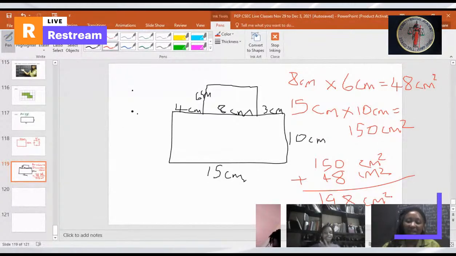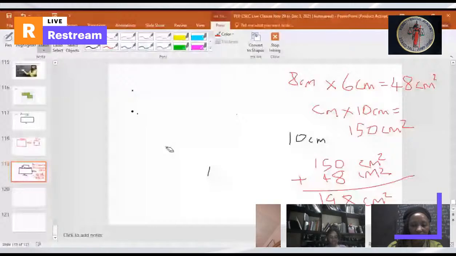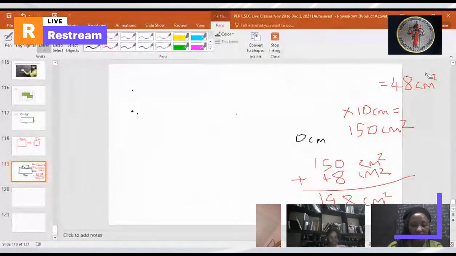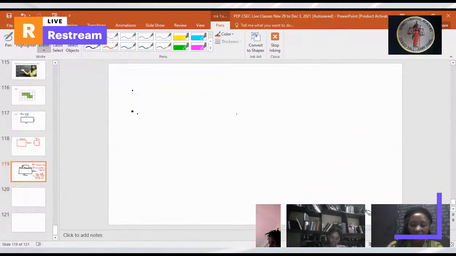Okay, so let's just do one more. Since we know how the workings go, I'll give you one more to do. So let me get my eraser and rub this out. All right, so another complex figure.